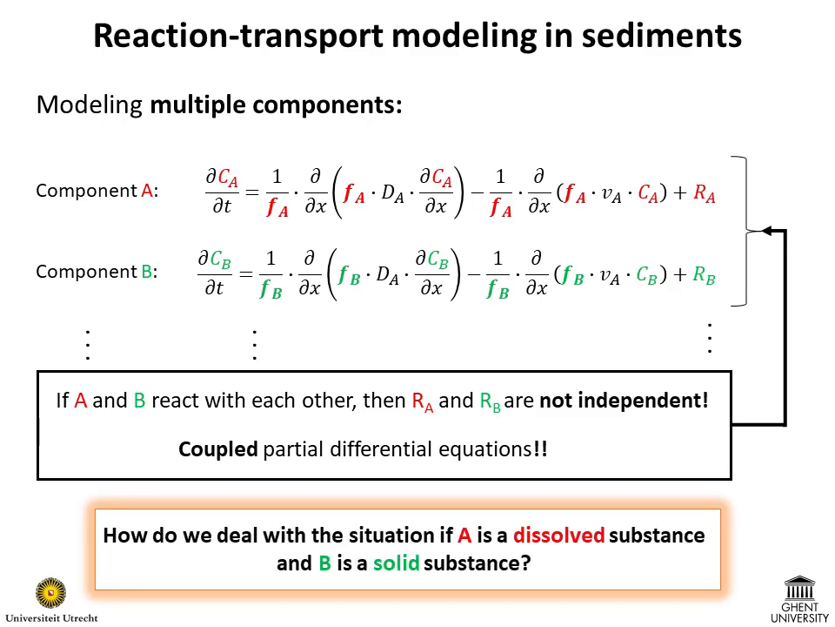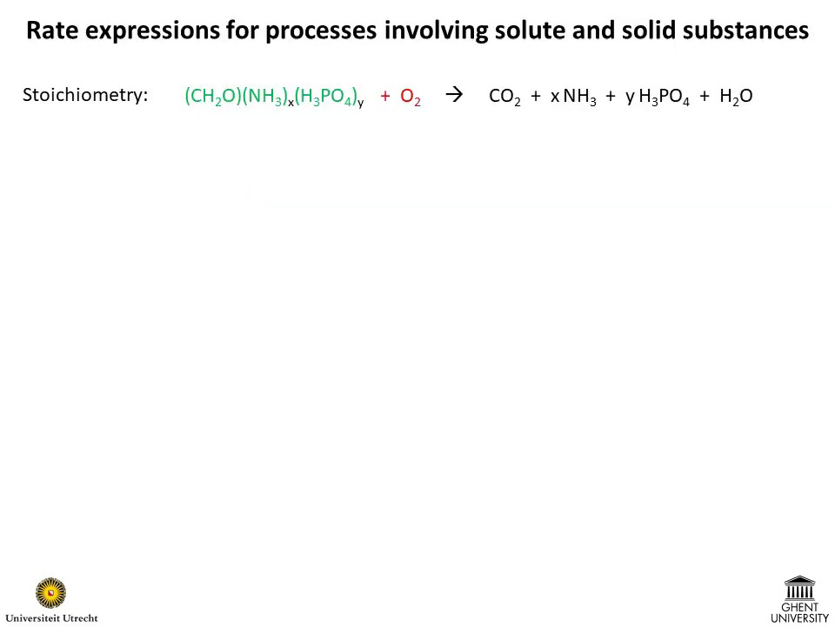A peculiar situation occurs when one of the components is a dissolved substance and the other one is a solid substance. We will explain now how to deal with this situation because it is often the source of errors in multi-component models. We will do this using an example involving aerobic degradation of particulate organic matter in a sandy sediment.